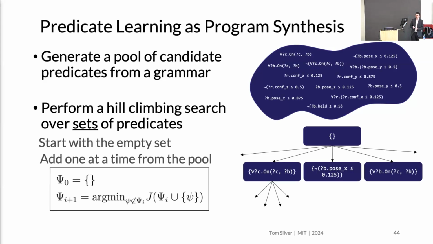Sorry, are these predicates executable at this point? Yeah, they're programs that we can execute on the state. And that's because they're written in terms of primitives that have been hard-coded? That's right. Okay, so they're not looking at pixels, for example. Exactly right. No, they're all operating on the object-centric states.